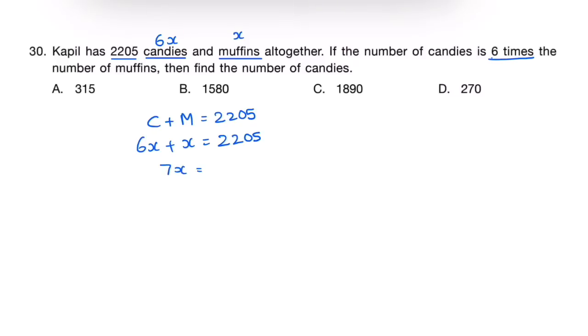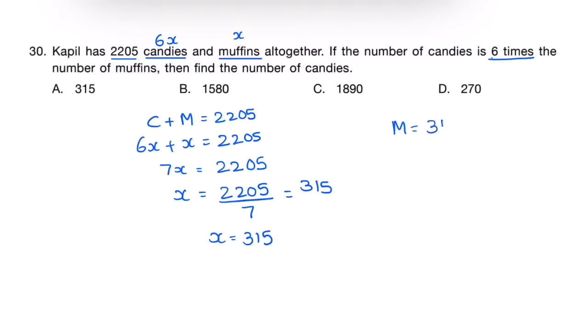6x plus x, 7x. So 7x is equal to 2205. x is equal to 2205 upon 7, that is 315. So x is equal to 315. Muffins is equal to 315. Now we need to find the number of candies. So candies value was 6x. Value of x is 315, so we can write it as 6 into 315, that is equal to 1890. Correct answer is option C.